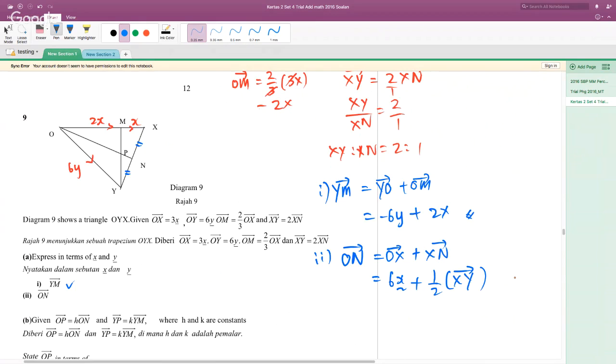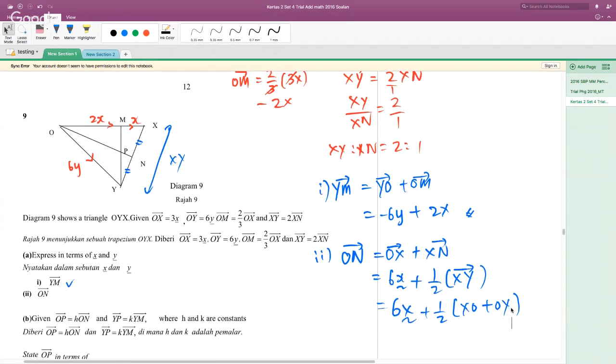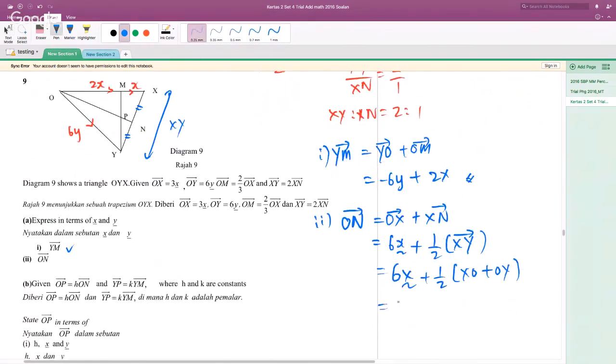Correct or not? Because XN here will be 1 over 2 of the whole XY. Here is XY, so XN is just half of it. Okay, this is the logic. So, in order to get XY is XO plus OY. Then I will just finish this one. It's just equal to 6x plus half.